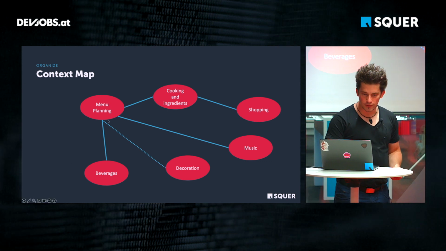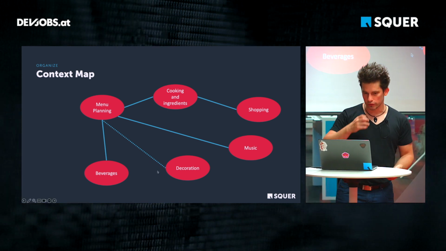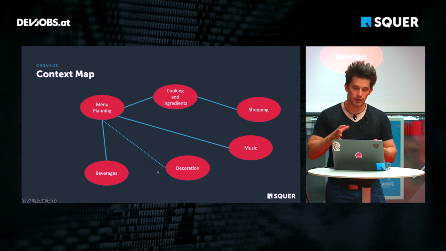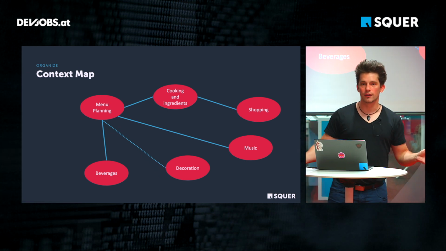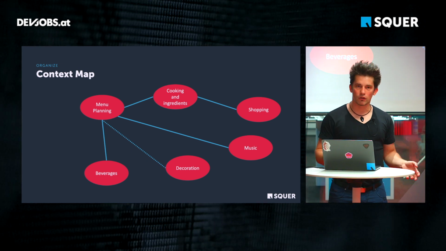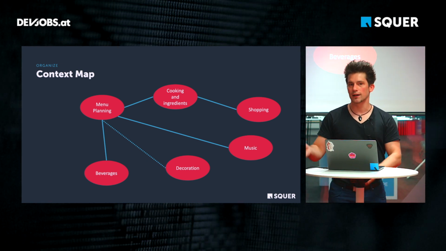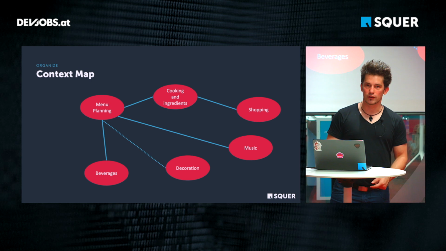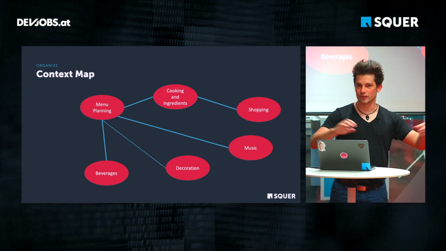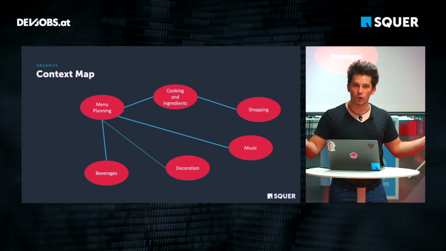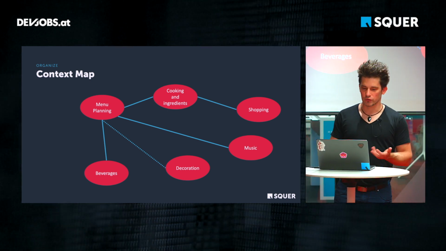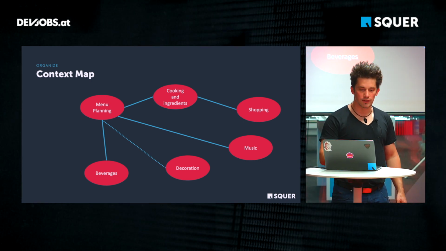The pointed line here in this context map should tell you that the decoration is probably a separate world. It doesn't depend on anything. Yeah, probably a bit on the menu. Maybe you want to align it, but usually you can just easily go with table covers and a fork and knife and a bit of flowers and so on, and it's already good. So it doesn't have too many dependencies here.